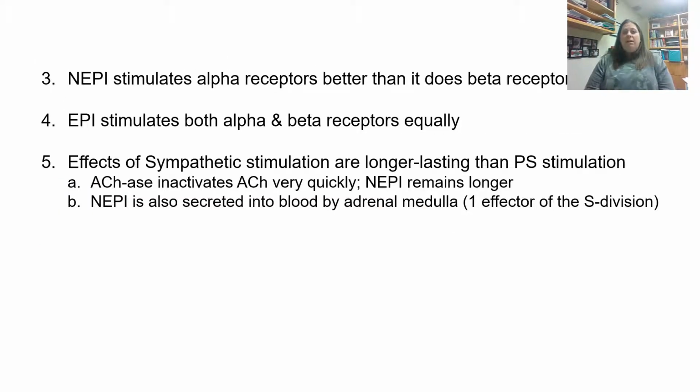Now, norepinephrine is going to stimulate a lot of times the alpha receptors better than it does the beta receptors. Epinephrine tends to stimulate both alpha and beta equally. And the effects of the sympathetic stimulation are longer lasting than the parasympathetic. The acetylcholinesterase inactivates acetylcholine very quickly, so norepinephrine remains in the cleft longer. And epinephrine is also secreted into the blood by the adrenal medulla as well. Okay, so that's the hormone part also coming into play.